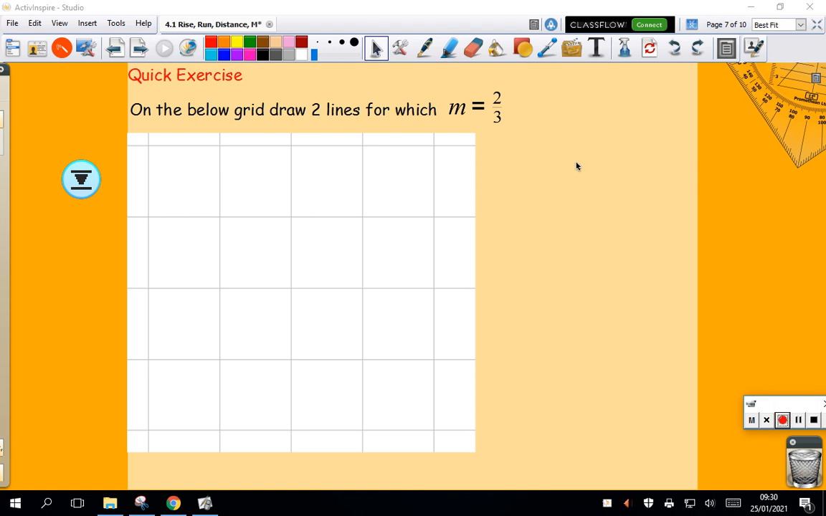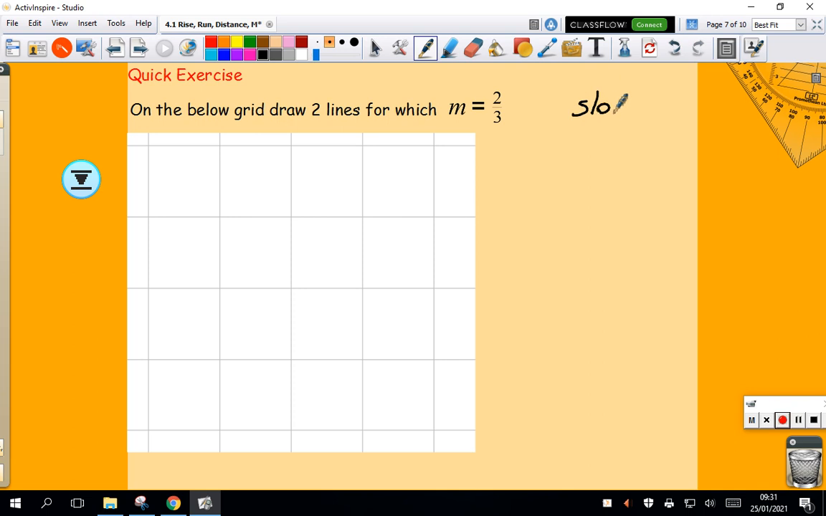Okay, in this lesson we're going to look at a couple of properties of pairs of lines. Before I start, I'm just going to look at a couple of quick exercises. The first one says, on the grid below, draw two lines for which m is equal to 2/3. Remember, m is the slope, so this is saying the slope is 2/3.